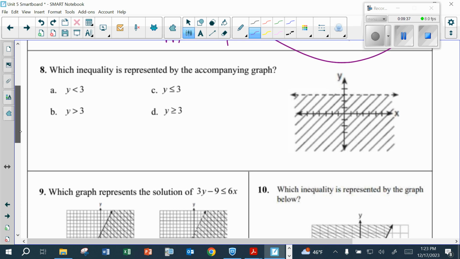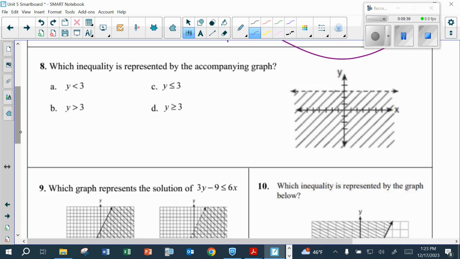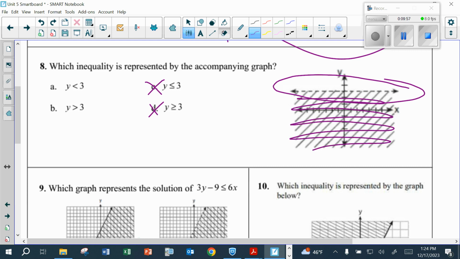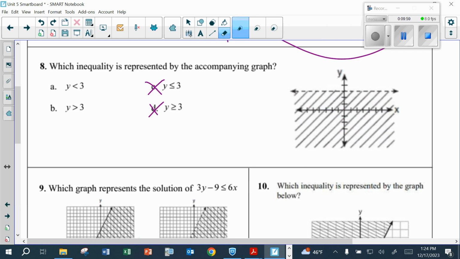Okay, which inequality is represented by the accompanying graph? This was a Regents problem. Oh boy. Okay, it's got to be y is something because it's a horizontal line, but look, it's dashed. You can immediately eliminate C and D. Now think about all the points that are in this shaded region here. Are those y values going to be less than 3 or greater than 3?